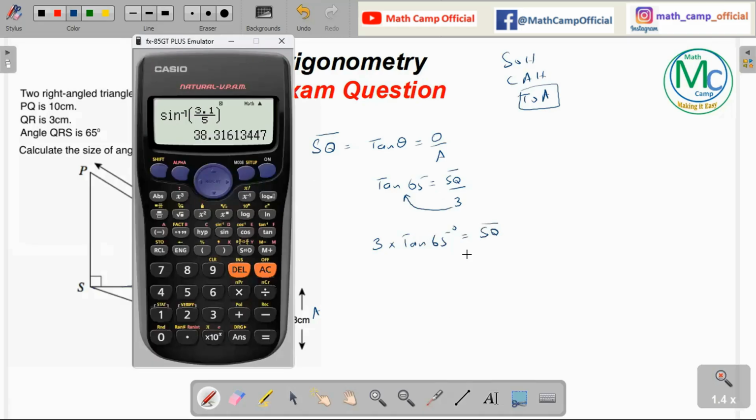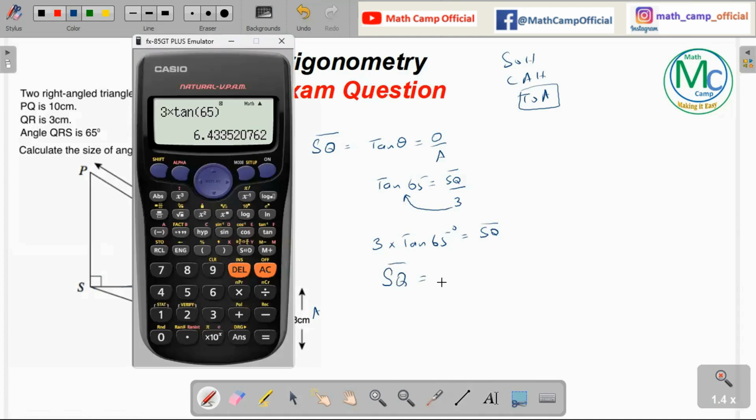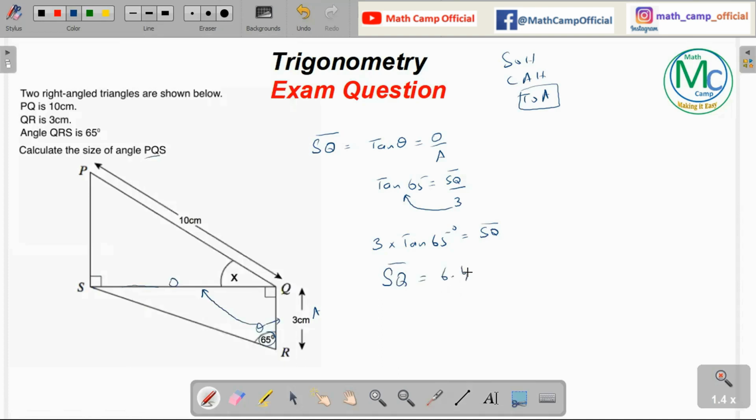At this point, I'm going to use the calculator. So 3 times tan 65 degrees will give me 6.4335. As this is not the final answer, I'm going to use at least 3 decimal places. So SQ is going to be 6.434 centimeters.